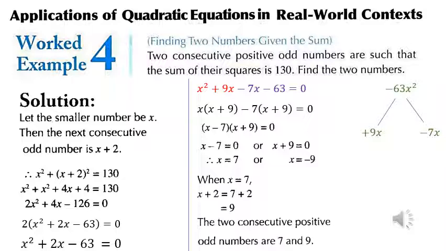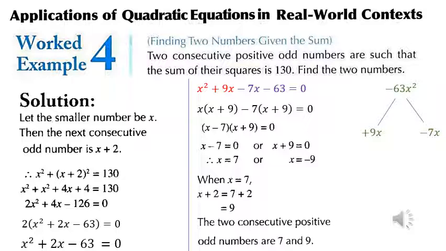Find the two numbers. We have to find two consecutive odd numbers. So first we suppose the two numbers. Let the smaller number be x and the next consecutive odd number be x plus 2, since the difference between two consecutive odd numbers is 2. The sum of their squares is equal to 130.